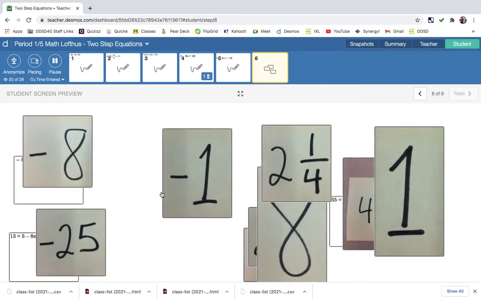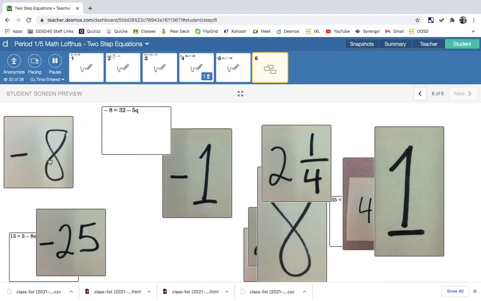And then the matching on this, 32 minus, so we're going to subtract 32. We get negative 40, divide by negative 5. Negative 40 divided by negative 5 is 8. So we're looking for the 8 on this one.